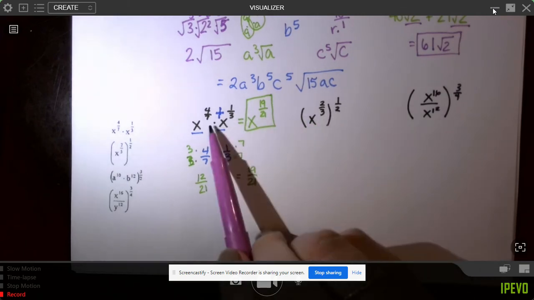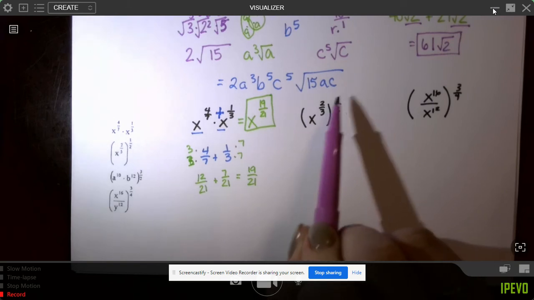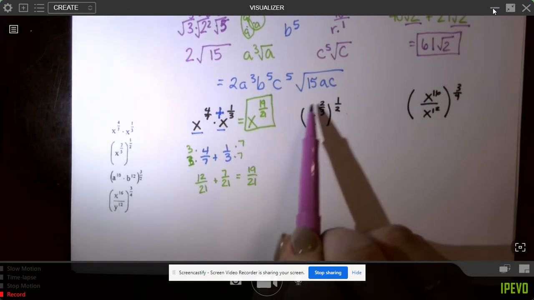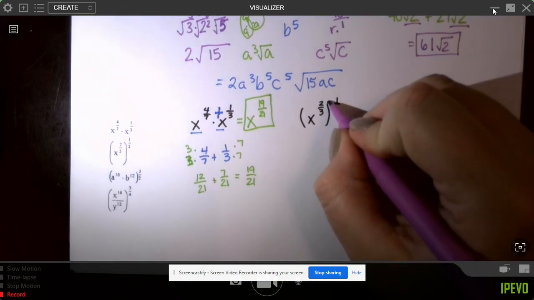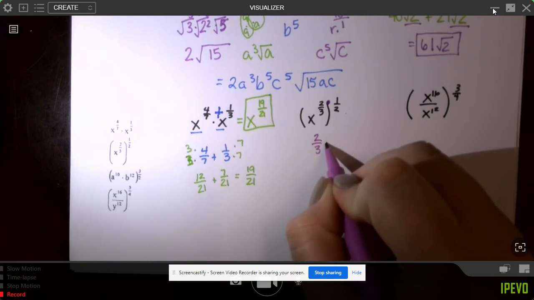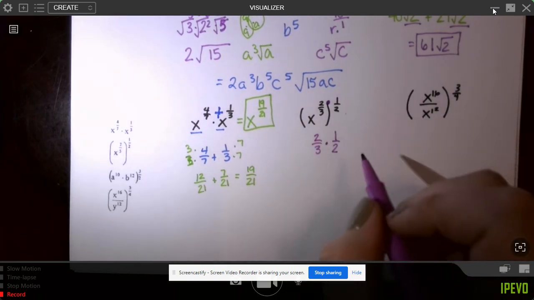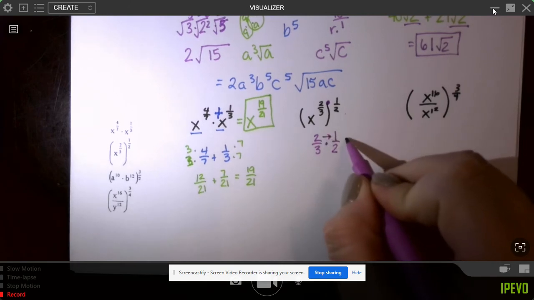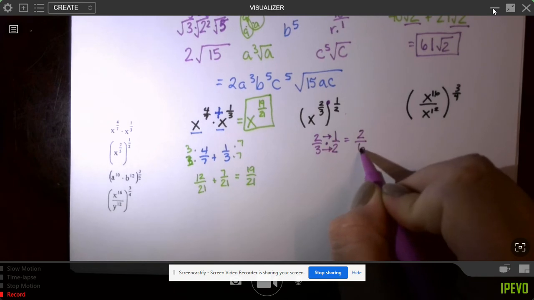Now, the difference between this and this is you've got an exponent outside of a parenthesis. So you're taking this 2/3 and you're raising it to the 1/2 power. What we do here is we multiply our exponents. So we're going to take 2/3 and we're going to multiply it by 1/2. Now, when we multiply fractions, we don't care about denominators. We just multiply straight across. We do 2 times 1, which is 2, and we do 3 times 2, which is 6.